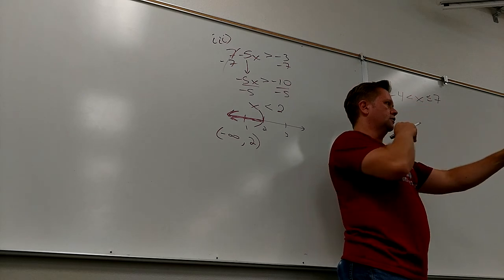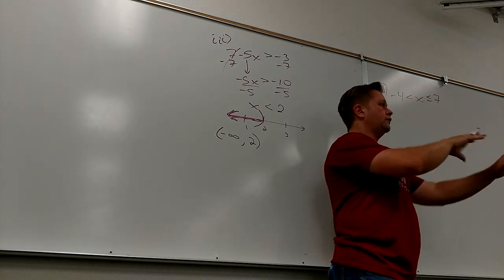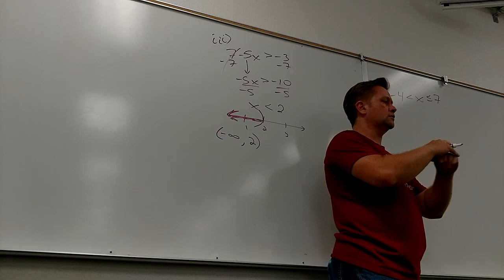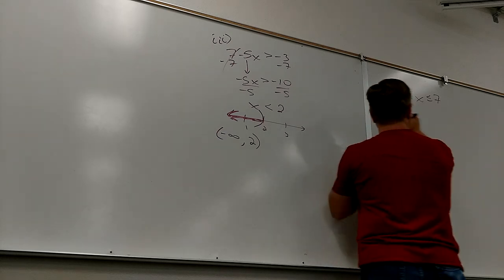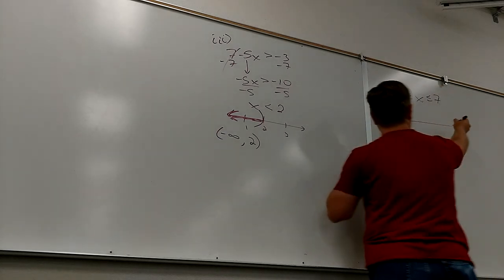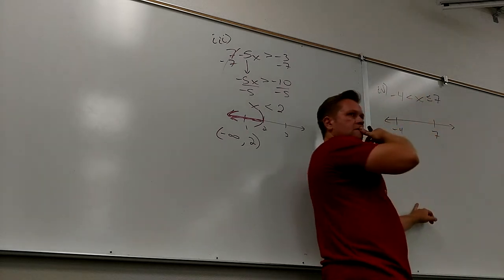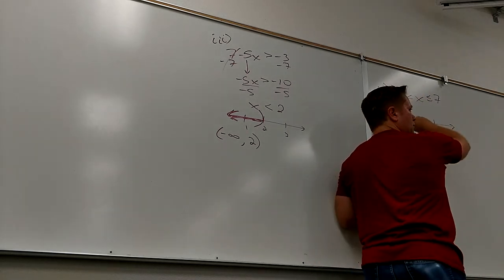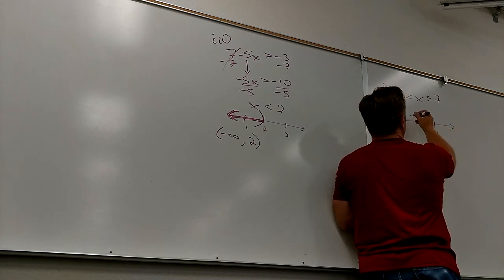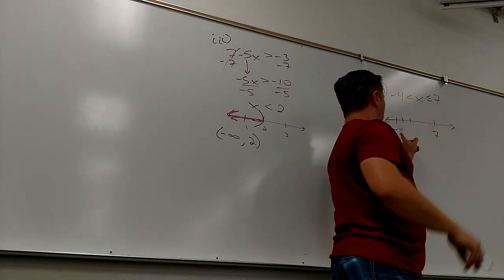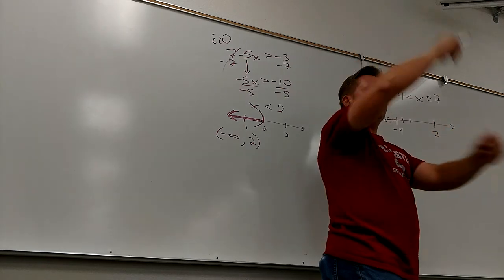Yes? You don't have to separate it. No, don't. In fact, it's a bad idea to separate it. So the answers are going to lie between what two numbers? Negative 4 and 7. So I hope you know this is negative 4 and 7, so don't write that wrong. Just make sure you put those on the right side of each other.